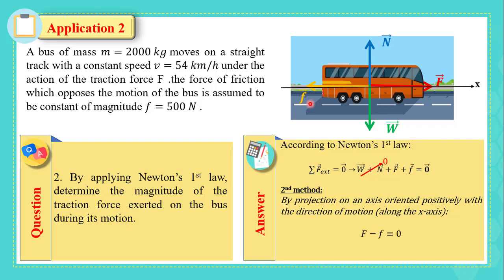So we can say that F minus f is equal to 0, which gives us that the magnitude of the traction force is equal to that of the force of friction, which is equal to 500 Newton.